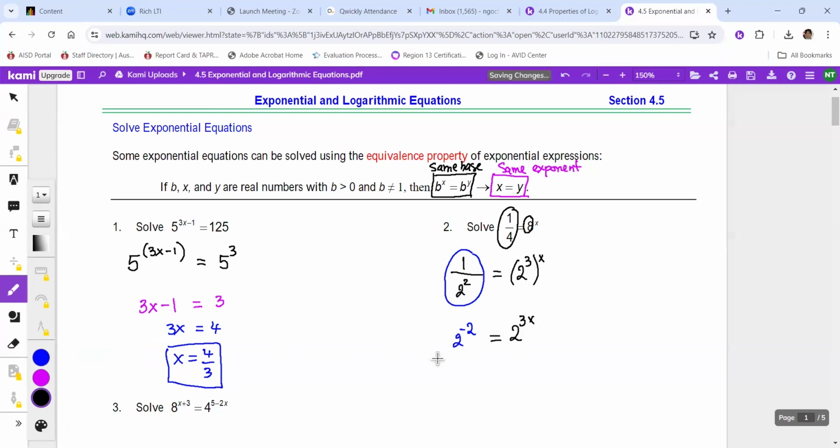Now we can see that on both sides, we only have one term on each side. They both have the same base. So it means that we must have the same exponents, which is negative 2 equals 3x. Now I'm going to go ahead and divide both sides by 3. So then we can conclude that x is negative 2 over 3.